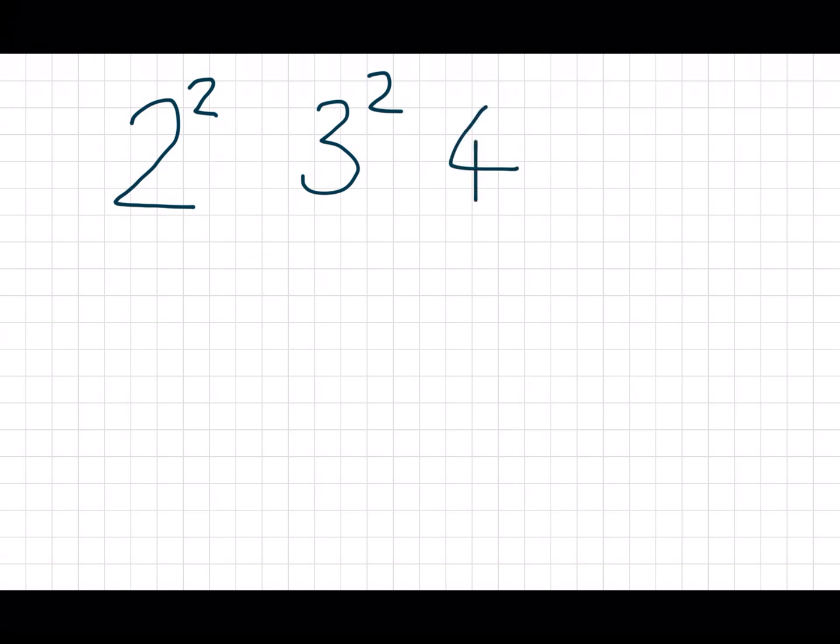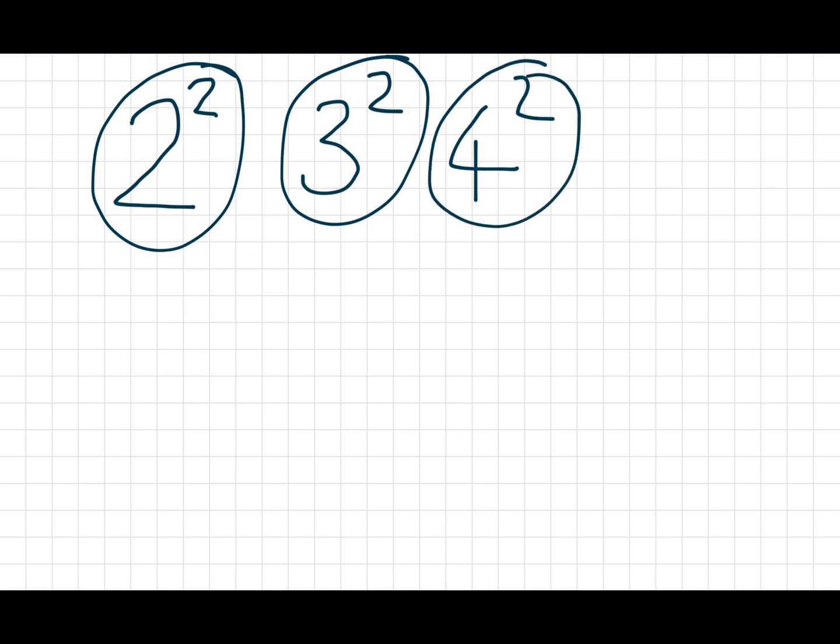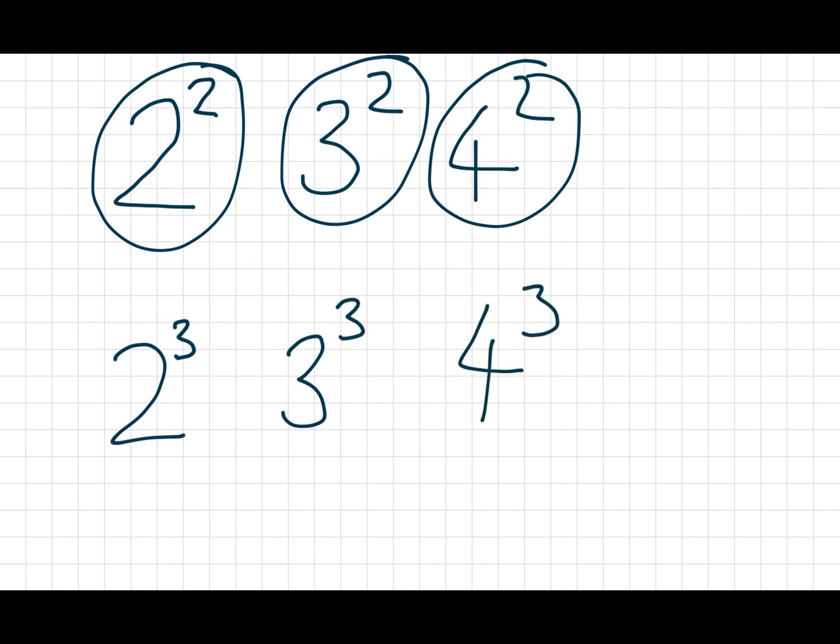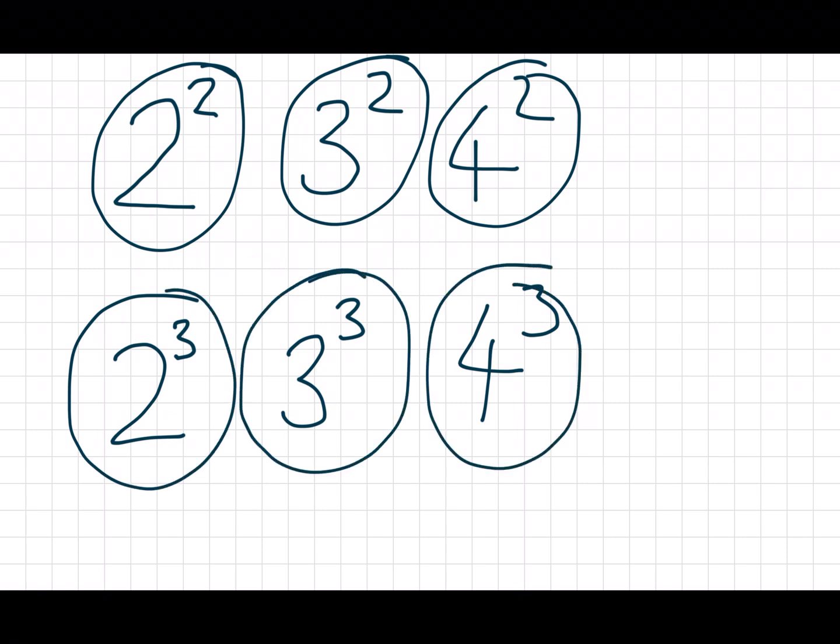quick recap, if you have a little 2, you times it by itself. 2 times 2, 3 times 3, 4 times 4. If you have a little 3, you times it by itself, and then you times it by itself again. 2 times 2 times 2, 3 times 3 times 3, 4 times 4 times 4. On the files, you've got some sheets to do just to fill in these.